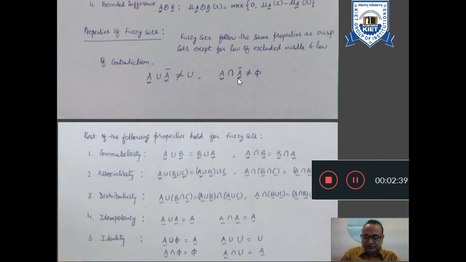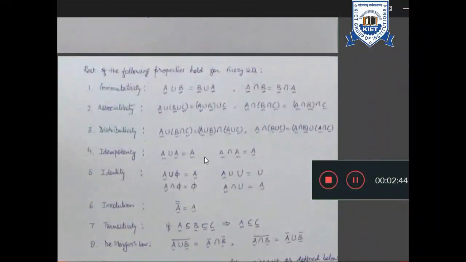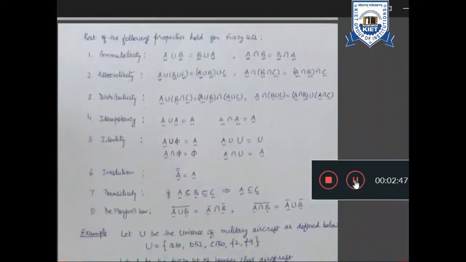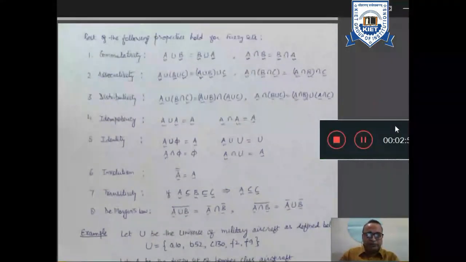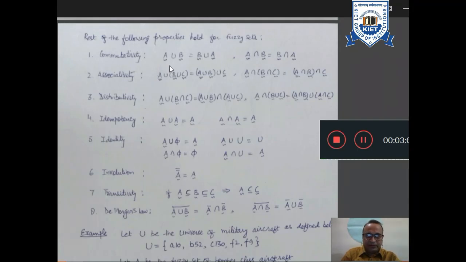The rest of the properties we will see later on, and how they work for fuzzy sets, right? Okay, so now the first property is the property of commutativity. According to this property, suppose we have fuzzy set A and fuzzy set B. Once we make the union of these two fuzzy sets, either A union B or B union A, both will be the same thing. There is no difference. If we make the intersection of two fuzzy sets, either A intersection B or B intersection A, they will be the same.